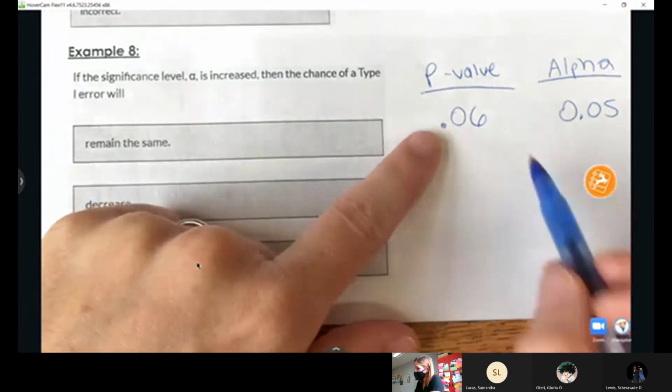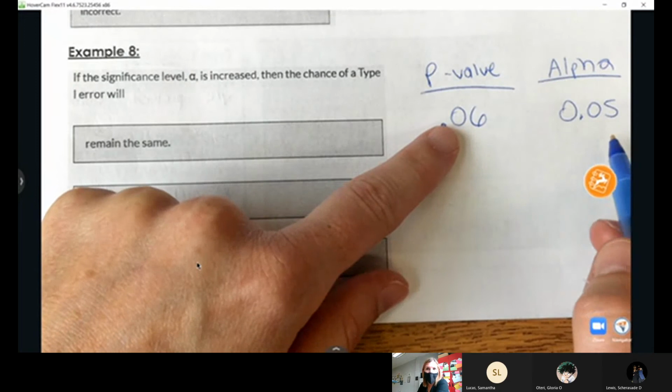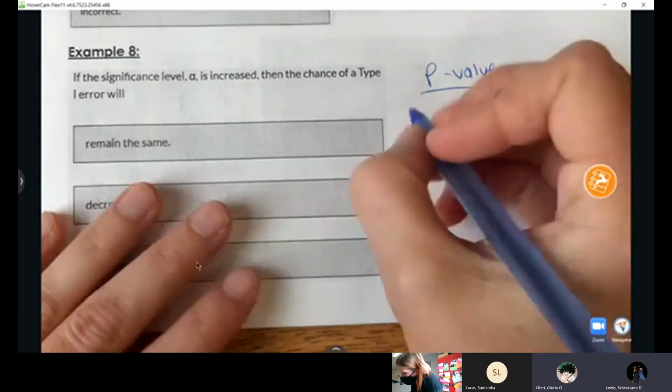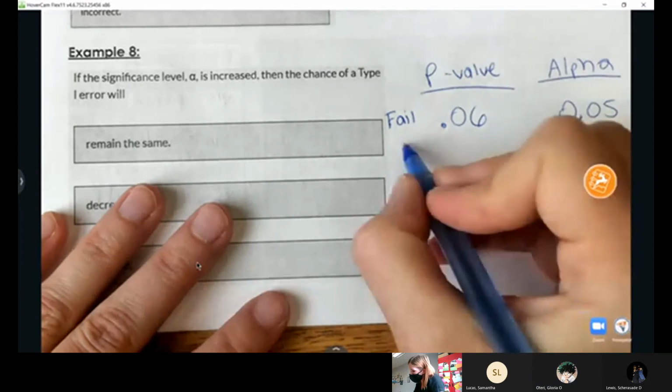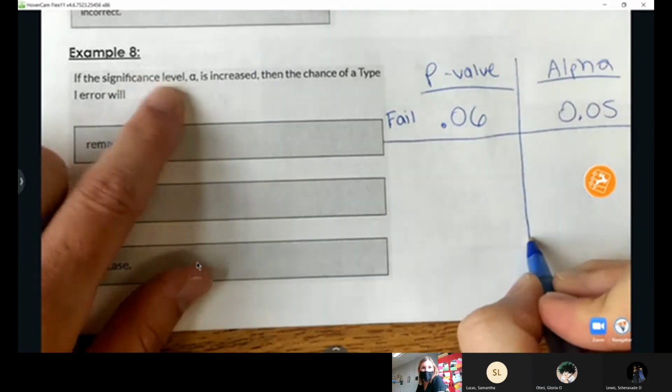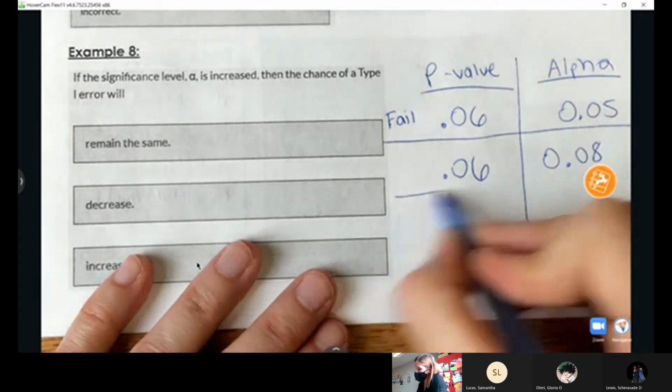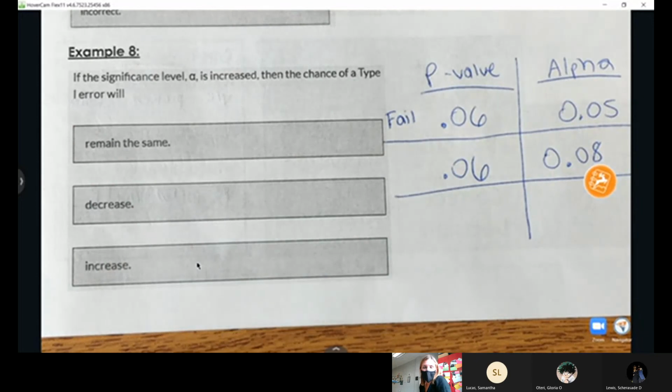All right, what would we do here? My p-value is 0.6, my alpha is 0.05. Would I reject or fail to reject? Fail to reject. Yep, I would fail to reject. All right, now, what if my alpha level went up like the problem says? My alpha level is increased. I increase it to 0.08, but my p-value is still the same. What happens now? Do I still fail to reject? No. What am I doing this time?